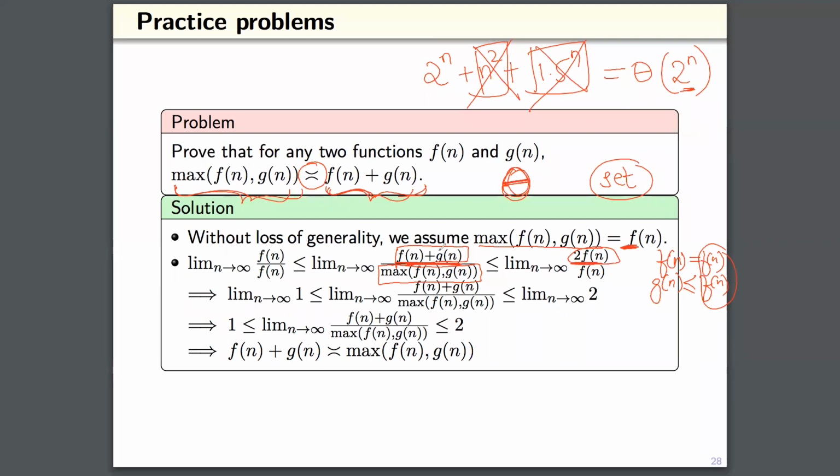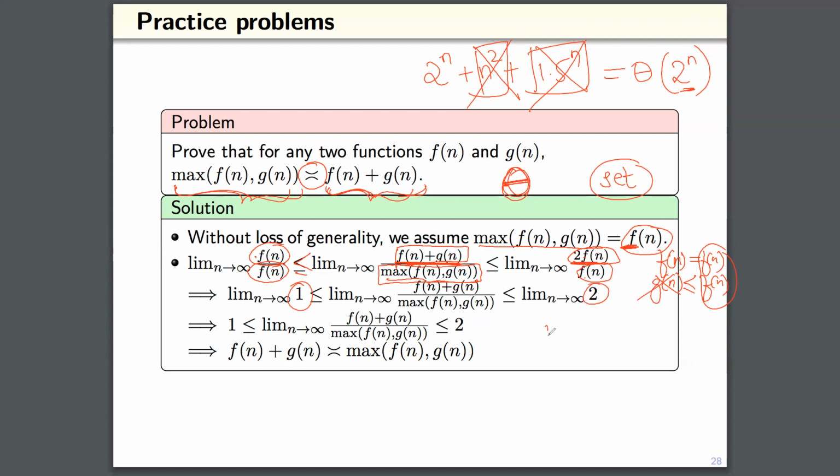What is the lower bound? I mean, you can cancel this g of n out. The lower bound is f of n, right? So this is greater than or equal to f of n. Okay, now consider this max of f of n comma g of n. You know that it is f of n. I mean, that's what we assumed here without loss of generality. Let's use that f of n in the denominator, right? What do you get? 2f divided by f, here 1f divided by f, 1 and 2. These are the lower and upper bounds.